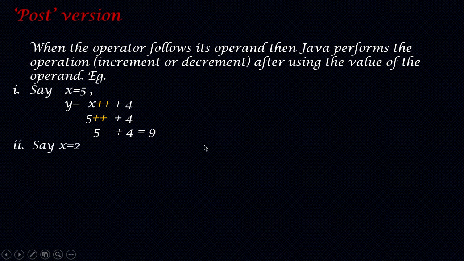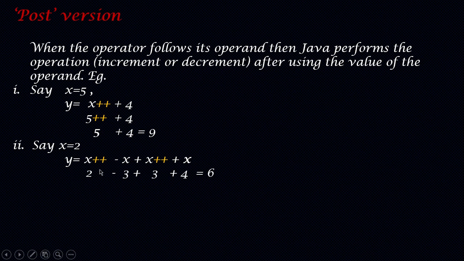Let us take up another example. Suppose x equals to 2 and we are having the equation y equals to x plus, that is a post version, then minus x plus again a post version, x plus then simple added up with x. So what are the values that are stored in this particular situation?